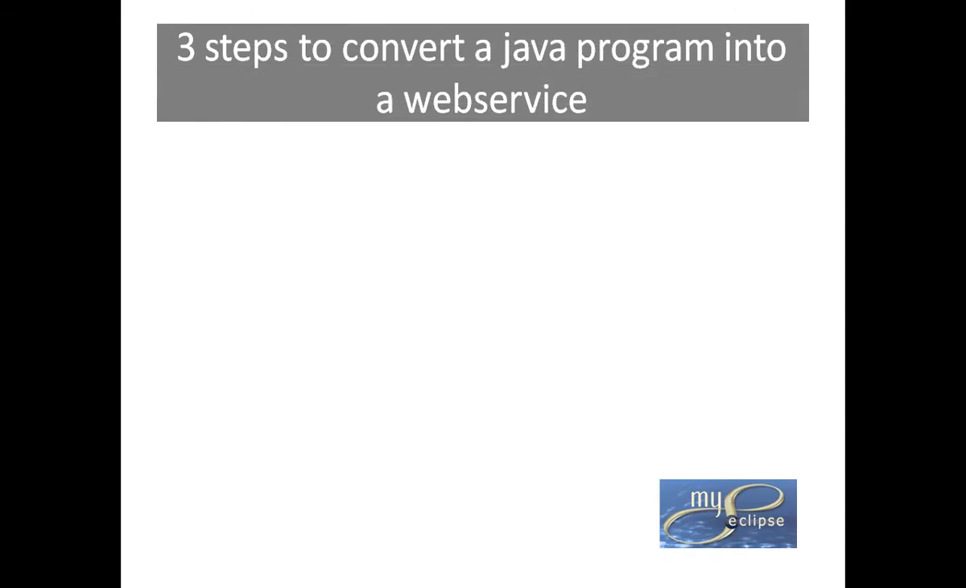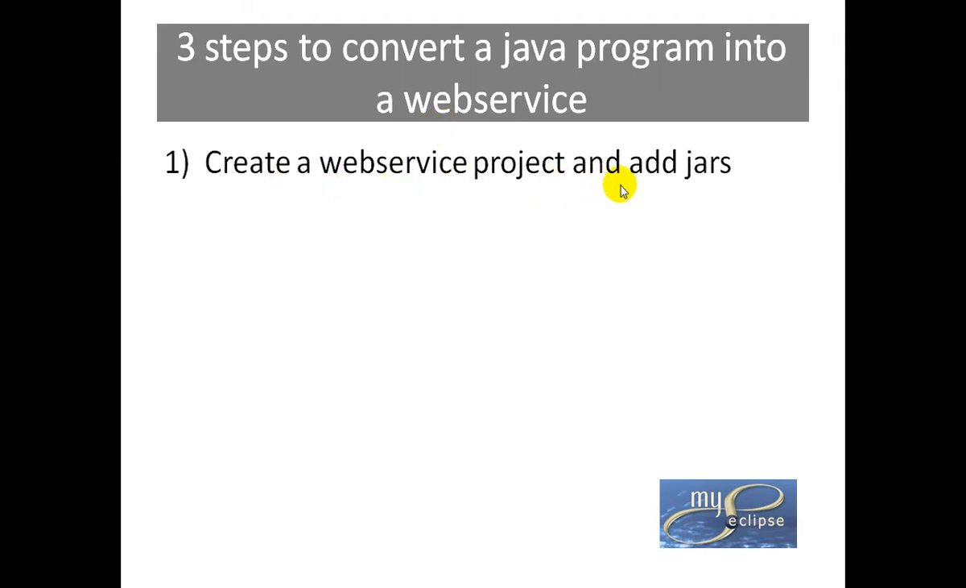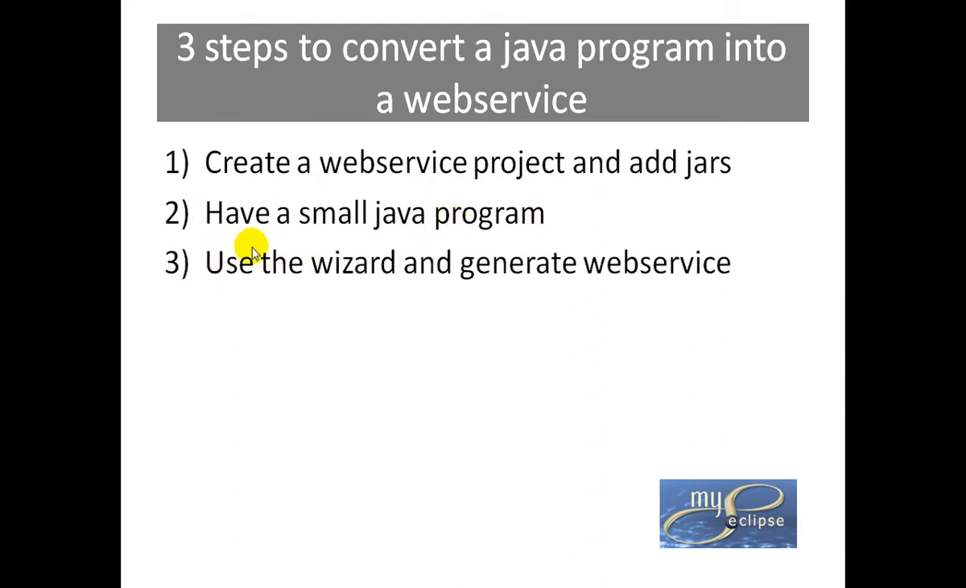We have just 3 simple steps to perform. Step 1: create a web service project and add the jars. In step 2, you have a small Java program. For my demonstration, I am having a program to add 2 numbers. In step 3, use the wizard provided by MyEclipse IDE and generate the web service. With that, we have created our first web service.